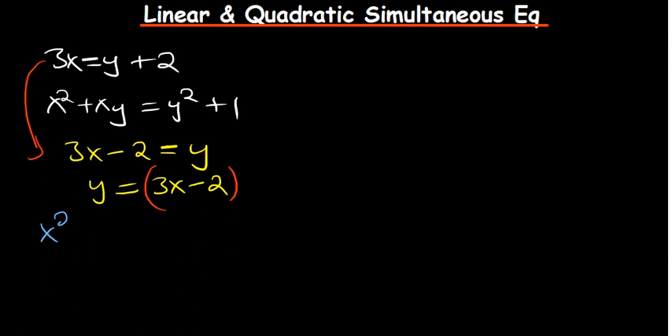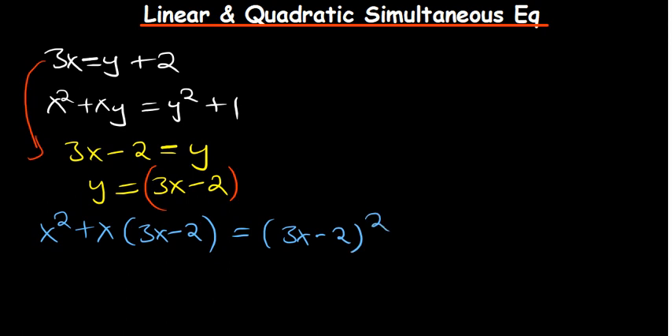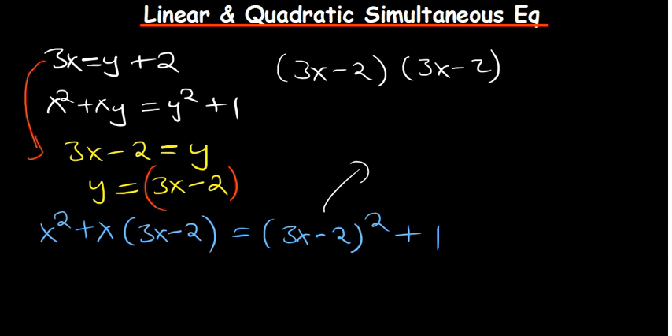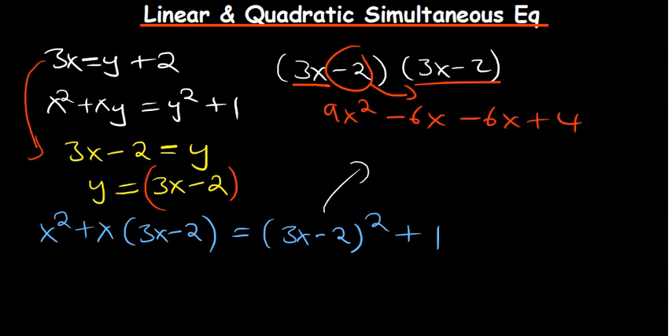So we have x squared plus x. Where there's y, I'm now putting 3x minus 2, and then is equal to, where there's y again, I'm putting 3x minus 2 squared plus 1. Let me simplify this part. That means we have 3x minus 2 times 3x minus 2. I'll start by multiplying 3x by the entire other part. 3x times 3x is 9x squared. 3x times minus 2 is minus 6x. And then all the same again by -2, so I have minus 6x again, and then a plus 4. 9x squared minus 12x plus 4.